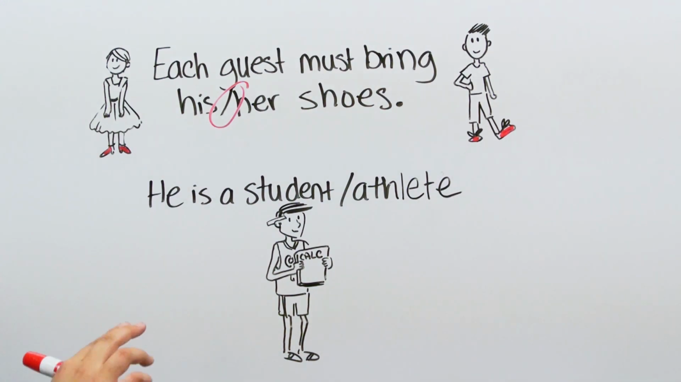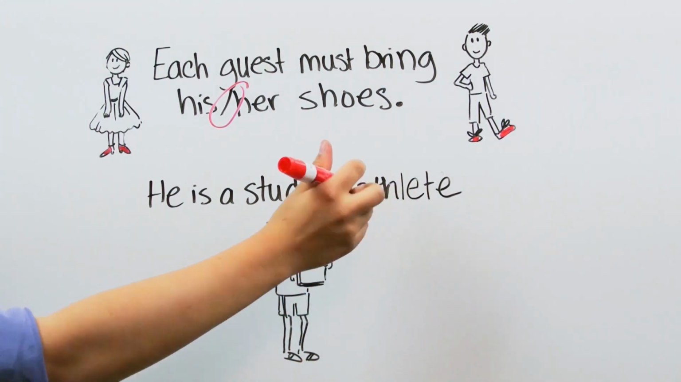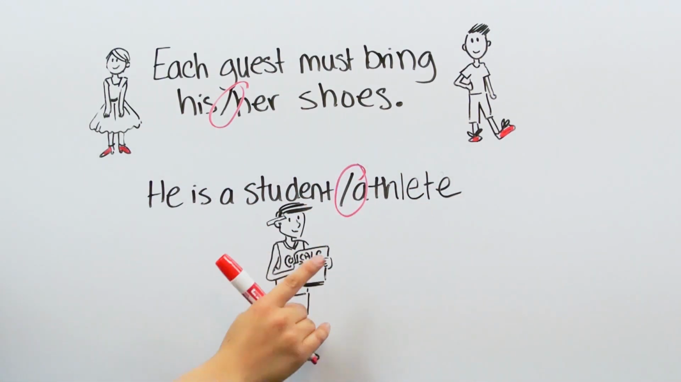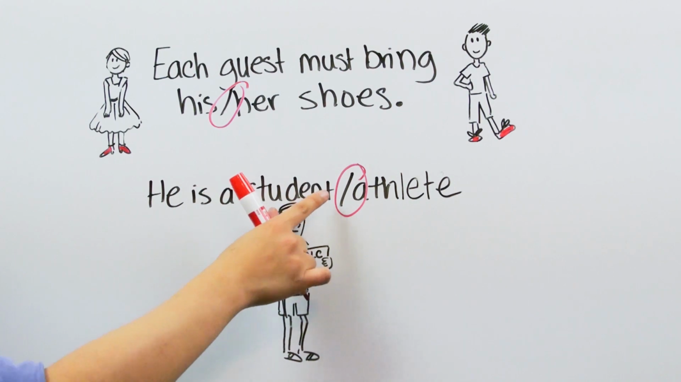In this example, he is a student/athlete. The slash means and. He is both a student and an athlete. He is a student and an athlete.